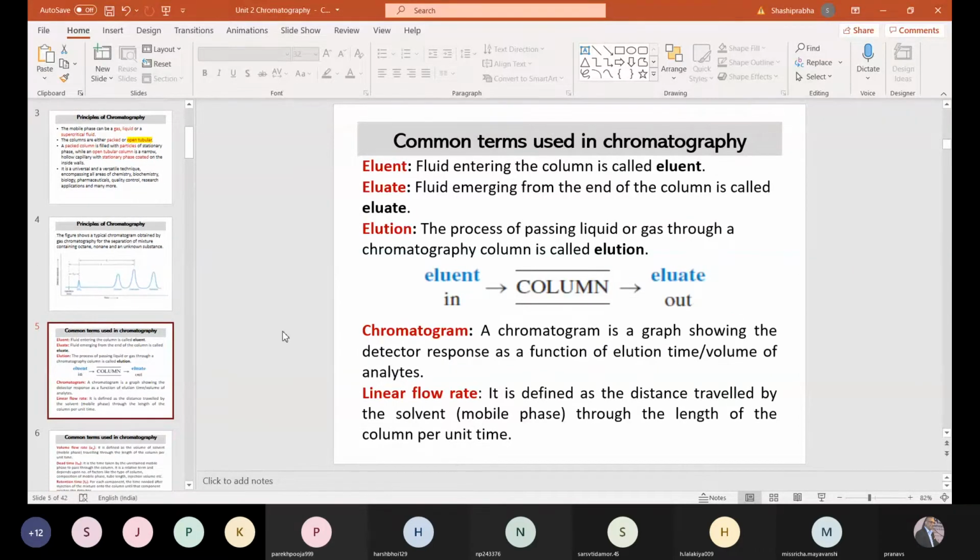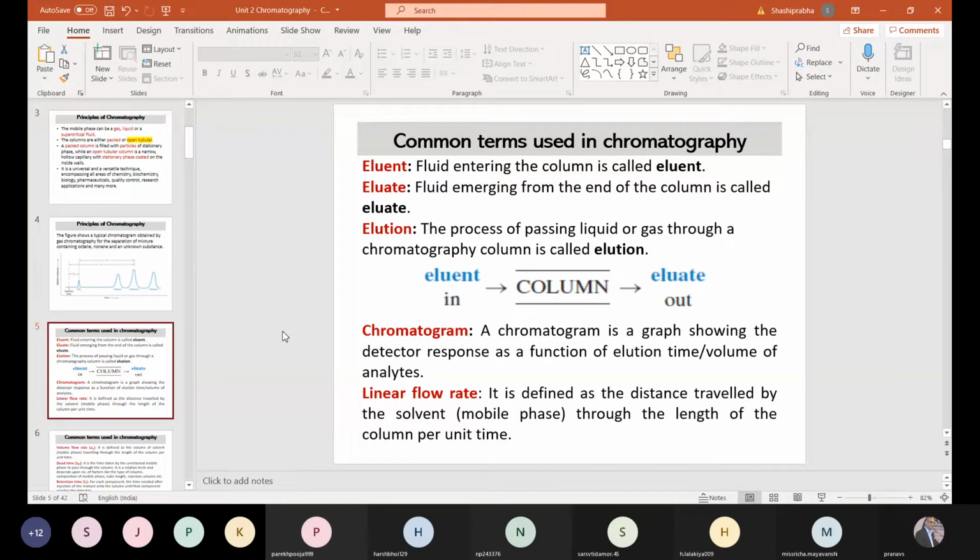Now, before moving ahead, I have made a few slides which give us an idea about the common terms which we use in chromatography. The first term with which we should be conversant is eluent. Any liquid, any fluid which enters the column is called eluent, E-L-U-E-N-T.